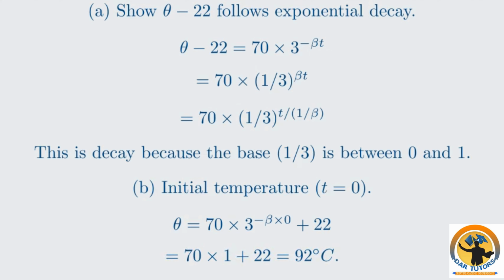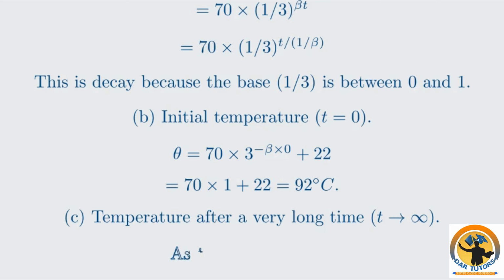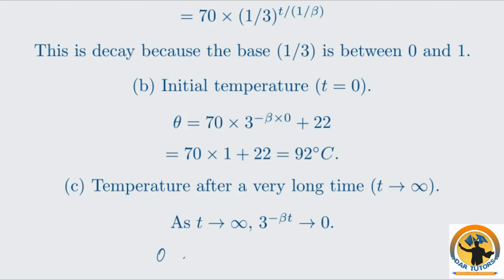Part C asks what temperature the coffee will reach after a very long time. This is asking for the horizontal asymptote. As t approaches infinity, the term 3 to the power of negative beta t approaches 0. So the temperature theta approaches 70 times 0 plus 22, which is 22 degrees Celsius. This is the background temperature of the room.